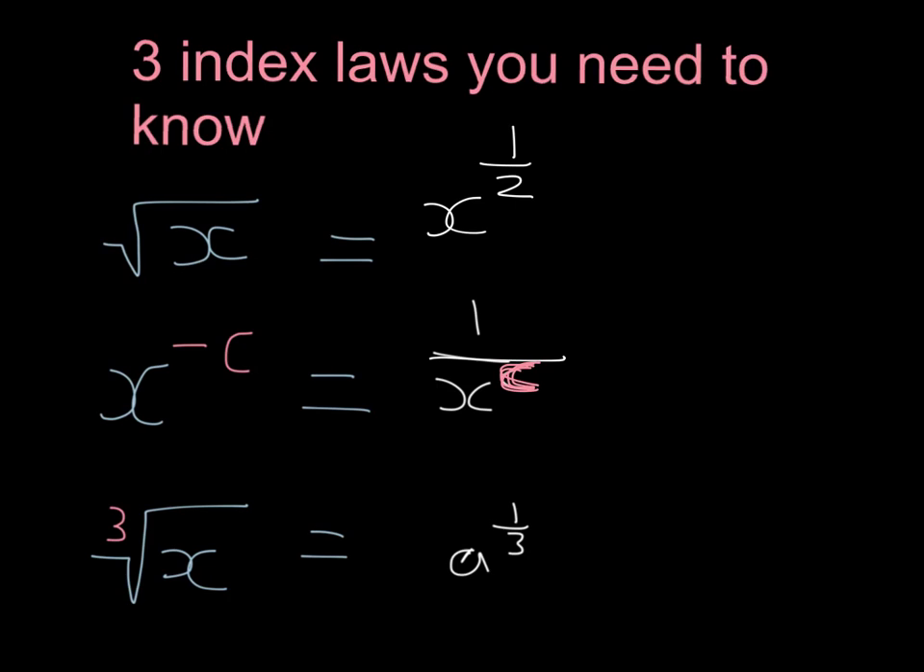Now onto some 3 index laws you need to know. The first one being square root x can also be written as x to the power of 1 over 2. The second one is x to the power of negative c can be written as 1 over x to the power of c. The c is now positive because it was moved from the top to the bottom, which changes a negative indice into a positive indice. And the last one is cube root x can also be written as x to the power of 1 over 3.